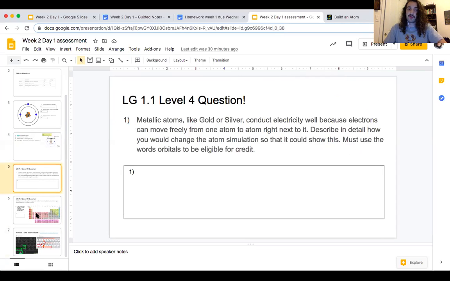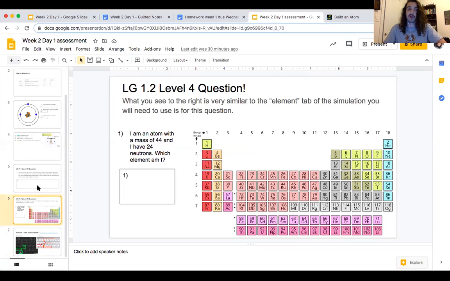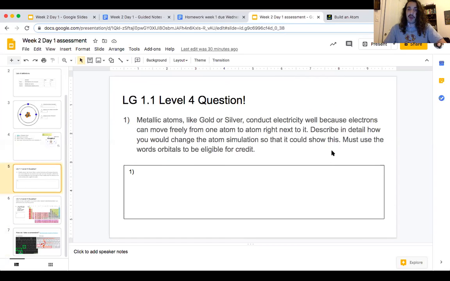These next 2 are level 4 questions. I'm looking for a couple of sentences for this one. If you're explaining this, you're going to have to use a couple of sentences. I'm not even going to read it. You can read it.